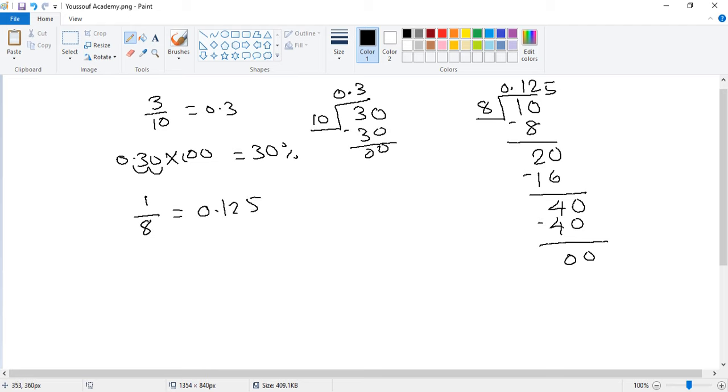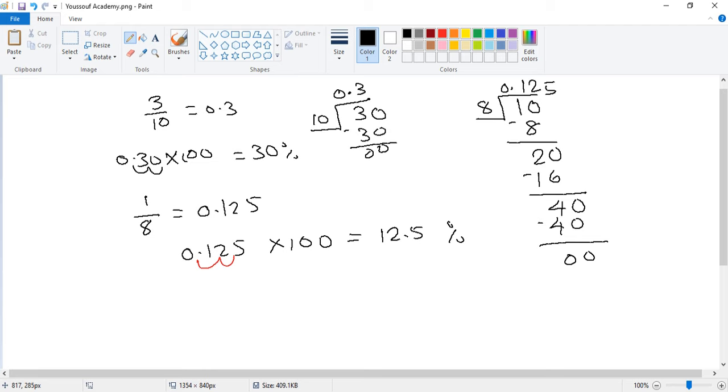0.125. To change that to percentage, 0.125 times 100, yeah? So the decimal point, because we're multiplying by 100, will move twice, so the answer will be 12.5%. That is how the way it works out. That's a very easy one. Now answer without using the calculator.